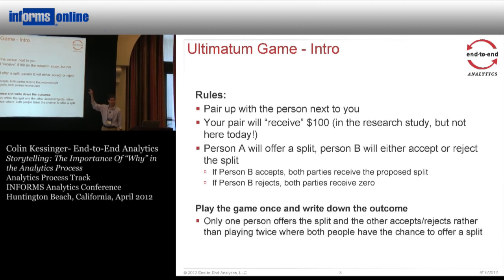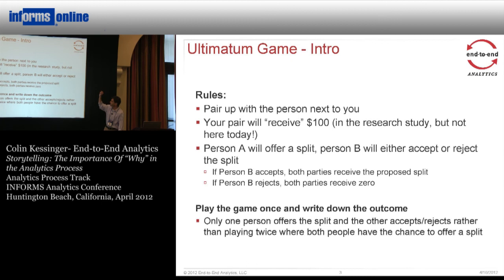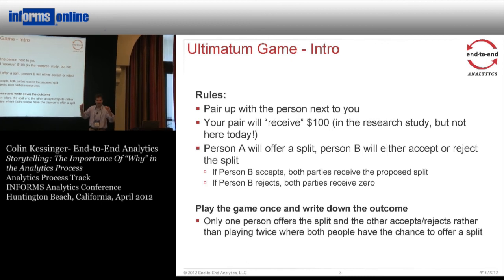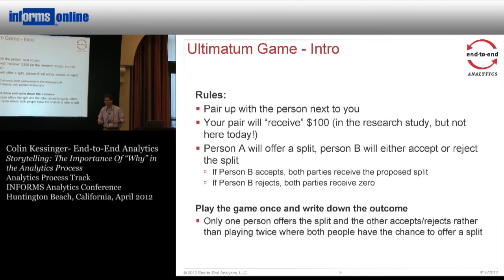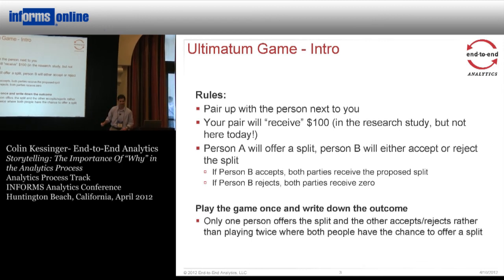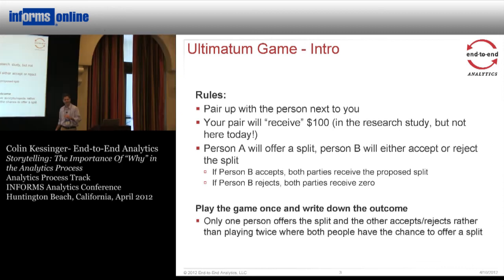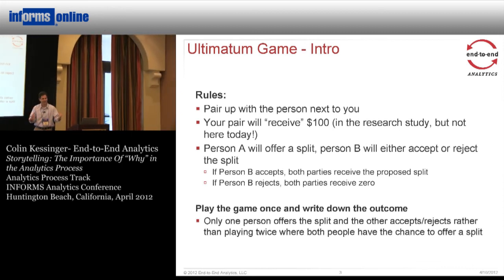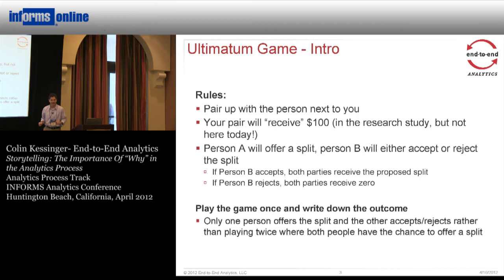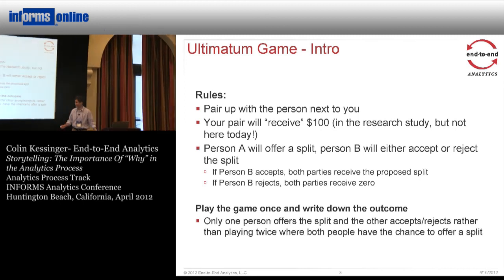Okay, so you're going to pair up with the person next to you. Easy enough. You're going to have notionally $100. In the real experiment, they actually gave out $100 to every pair that did this, and they did this around the world. It was money that actually mattered in some locations. Person A will offer a split. Doesn't matter who person A is, work it out amongst yourselves. If you can't work it out amongst yourselves, you already failed.